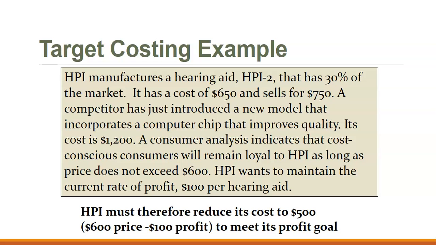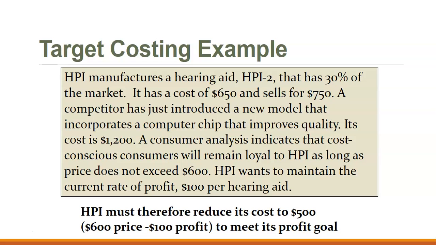A competitor has just introduced a new model that incorporates a computer chip that improves quality. Its cost is $1,200. A consumer analysis indicates that consumers will remain loyal to us as long as the price does not exceed $600. We want to maintain our profit of $100 per hearing aid. Therefore, we need to reduce our cost to $500 to meet our profit goal. So the new market price is $600, our desired profit is $100, and our new target cost is $500.